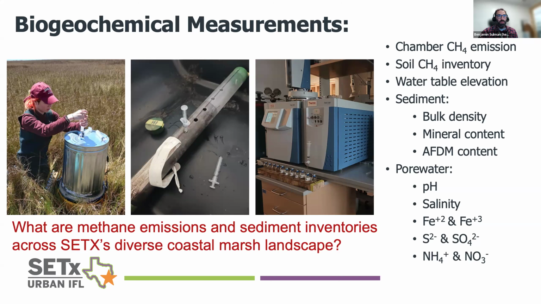And in coastal systems like this, the interaction between iron, sulfur, and methane cycling is a really important biogeochemical process. So for example, sulfate is introduced by seawater, tends to be reduced to sulfide under anoxic conditions, and sulfide can be toxic to plants. So that's one contributor to some of the marsh dieback that we're seeing.